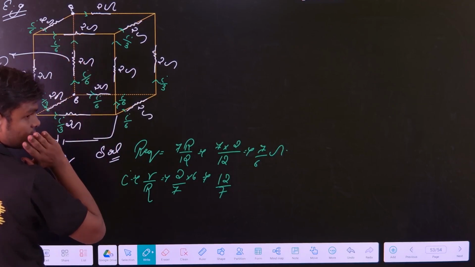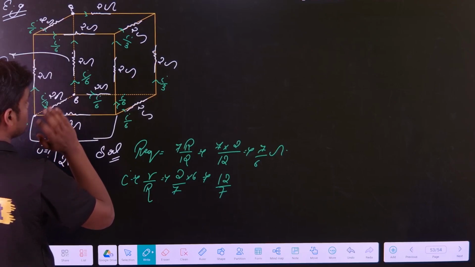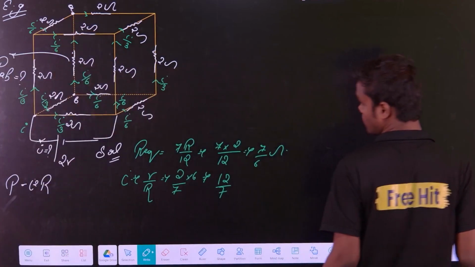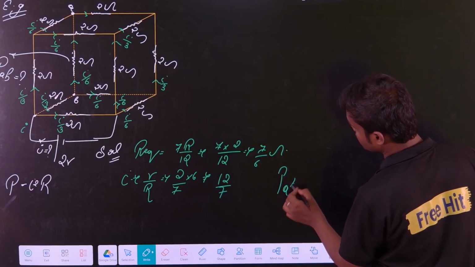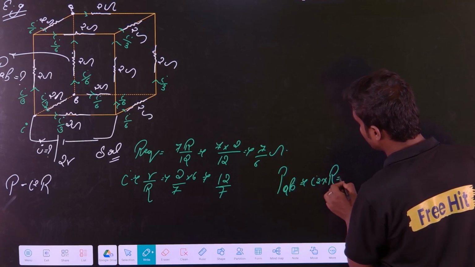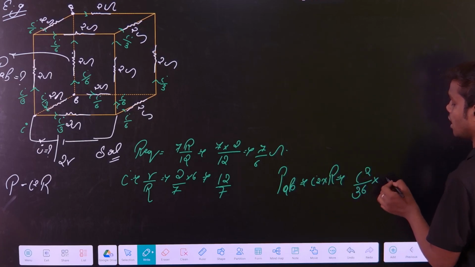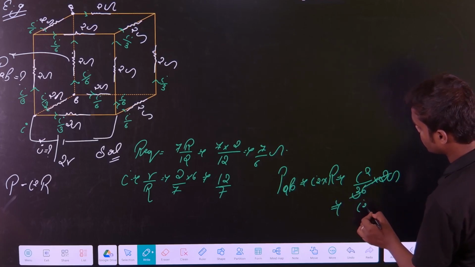That is I by 6. The current in this branch is I by 6. Correct or not? If the current in this branch is I by 6, what will be my power consumed? Power consumed in AB will be I square into R. What is the current? That is I by 6. So I square by 36. What is R? R value is 2 ohm. So when you put the value, you will get I square by 18.